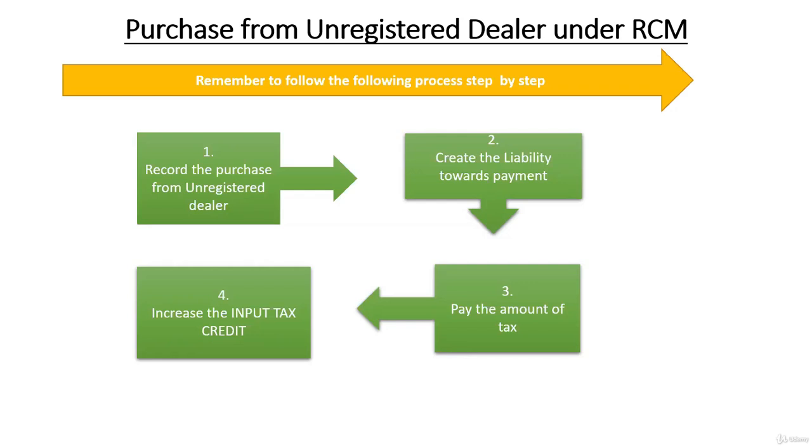First, record the entry of your purchases from the unregistered dealer. Second, create or increase the liability towards your payments. Third, pay the amount of tax. Fourth, increase the input tax credit so as to set off and take the benefit in the future from your tax amount. So this is all about the reverse charge mechanism in brief, and we will continue in the next lecture with how to post the increase in tariff.